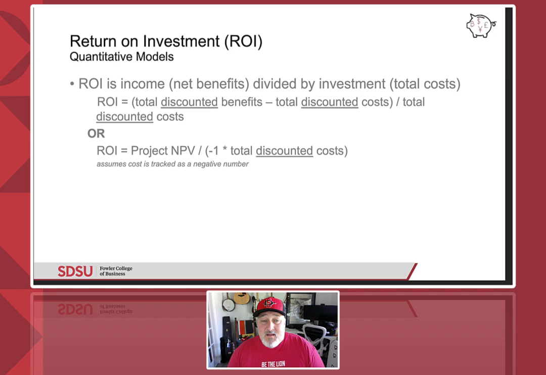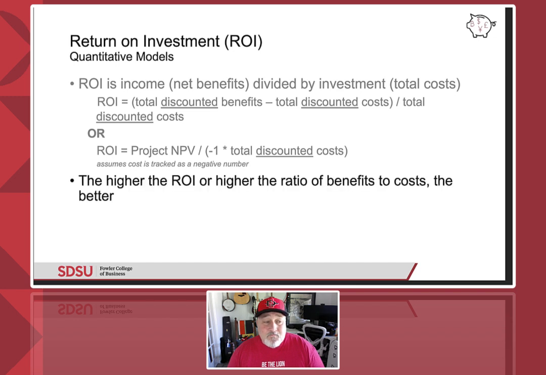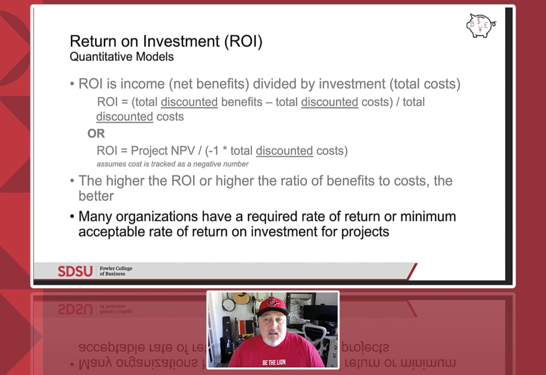Okay? So in our example, the higher the ROI, or the higher the ratio of benefits to cost, the better. So we want a bigger ratio. A lot of organizations will actually have a threshold for this number. Just like NPV has to be greater than zero to proceed, a lot of times ROI has to be above a certain threshold in order to proceed.